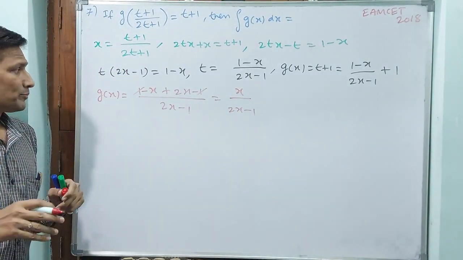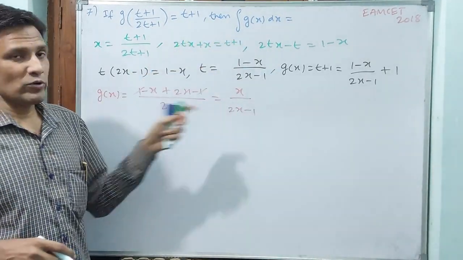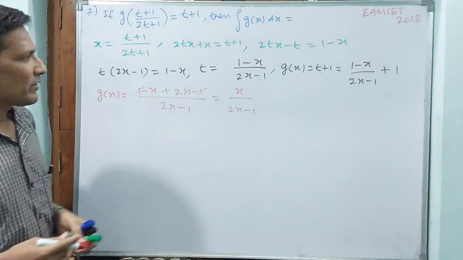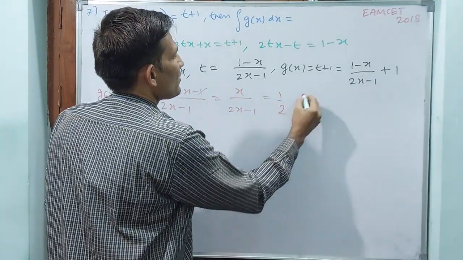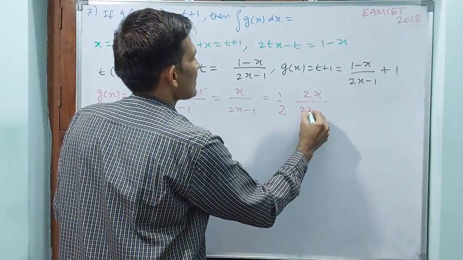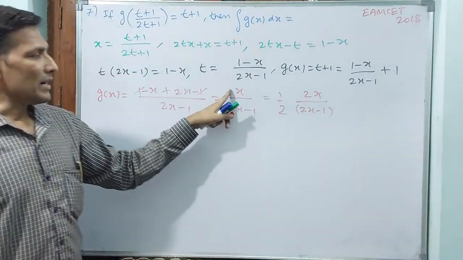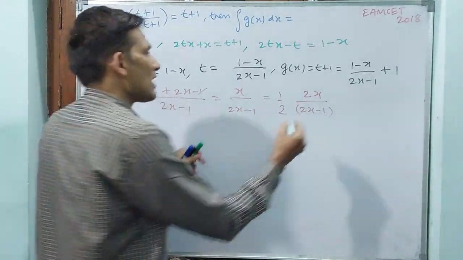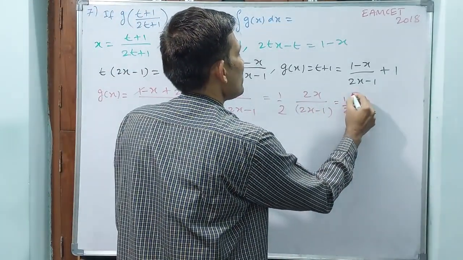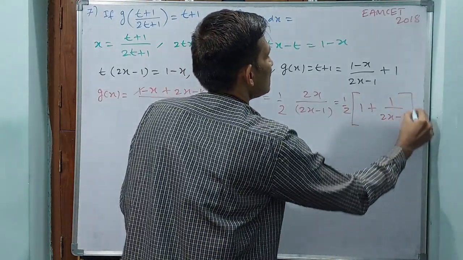Now wait. Why? Because see, like this if you do, then integration we are unable to do. What I am doing, observe carefully. A little bit tricky you have to make. See, 1 by 2 into 2x by (2x minus 1). Shall I make like this, you see? Earlier x is there. See, 2 going to get cancelled out. Is it okay? Okay. Now, again I am making like this, you see. 1 by 2, 1 plus 1 by (2x minus 1).